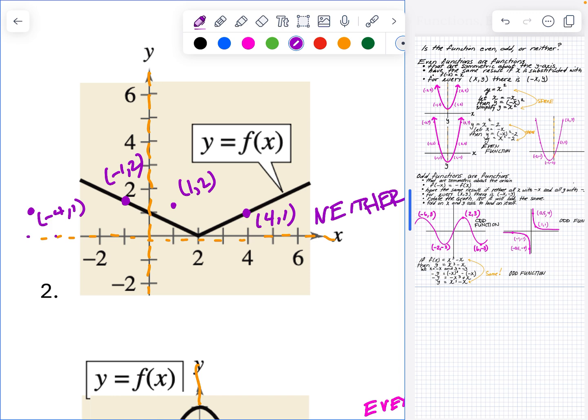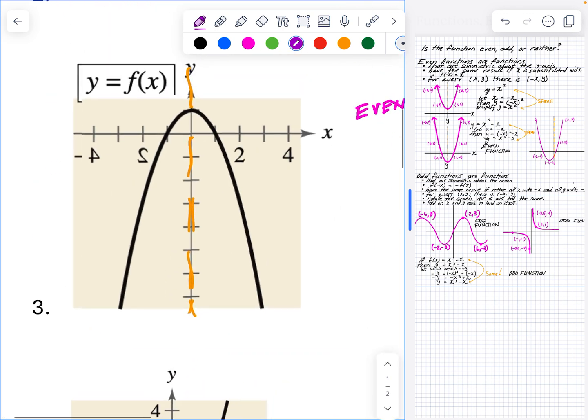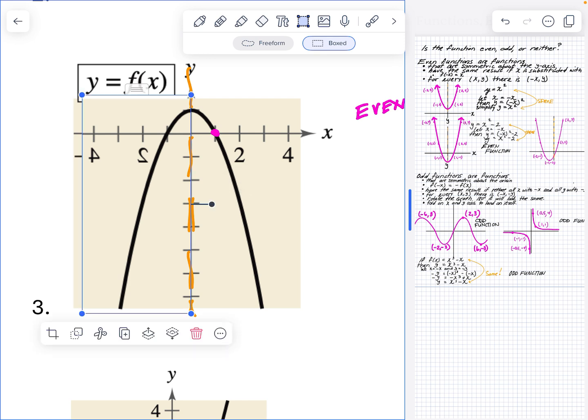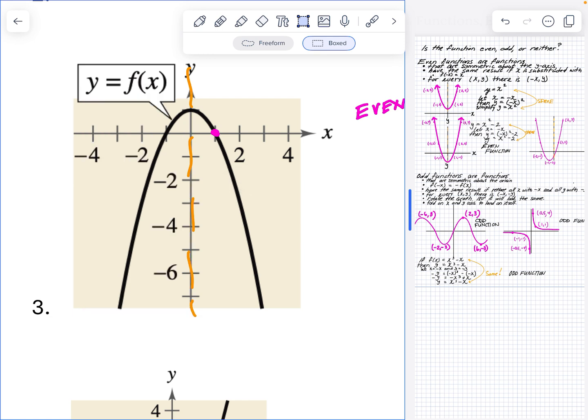And so it doesn't work. Okay? On this one, if I look at this, right here is the point. Oh, hang on, sorry. Let me delete that. There we go. All right. This point is the point 1, 0. This is the point -1, 0. In other words, the x's are opposites of each other, but the y's are the same.